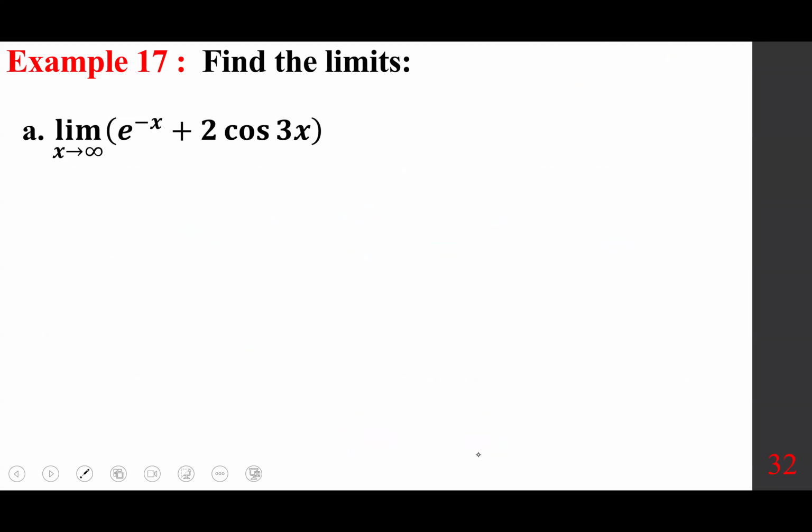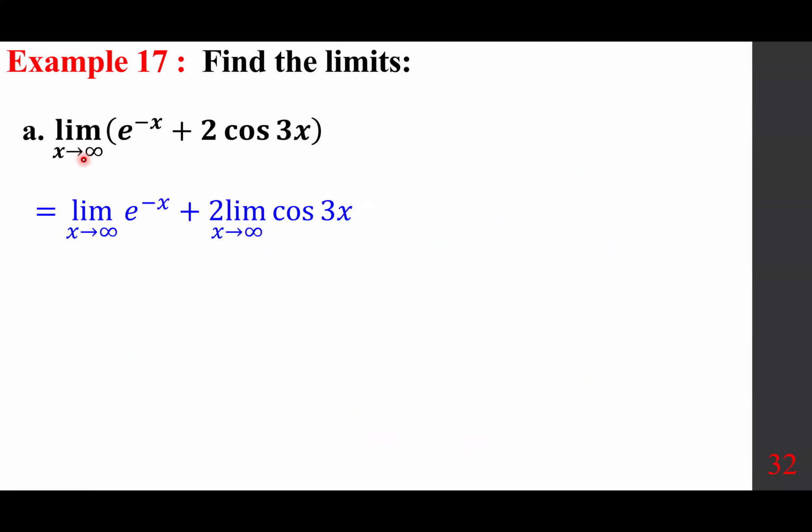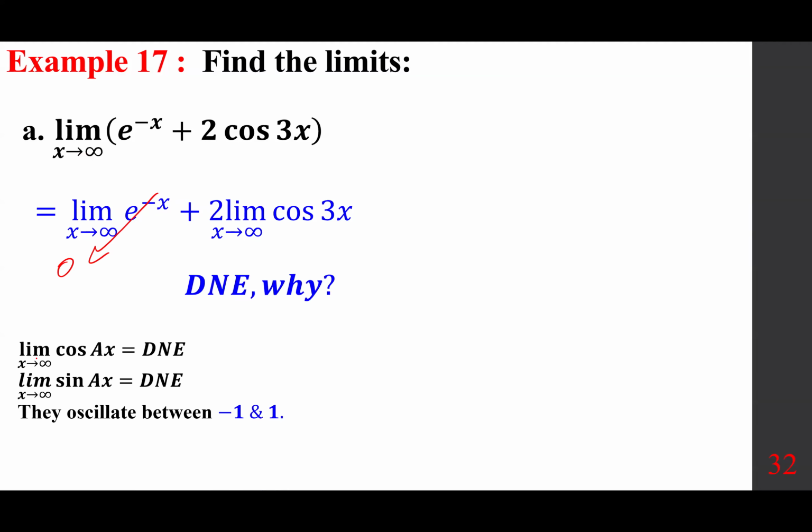Find the limit of e to the power minus x plus 2 cosine 3x as x approaches infinity. Let's use the limit laws, cut them into two pieces. I hope you recognize if you work it out, this is 0. But the second piece doesn't have a limit. Why not? Generally speaking, sinusoidal functions don't have a limit. The limit of cosine of ax as x goes to infinity does not exist. Same thing for sine. Why? They oscillate between -1 and 1. They keep on oscillating.